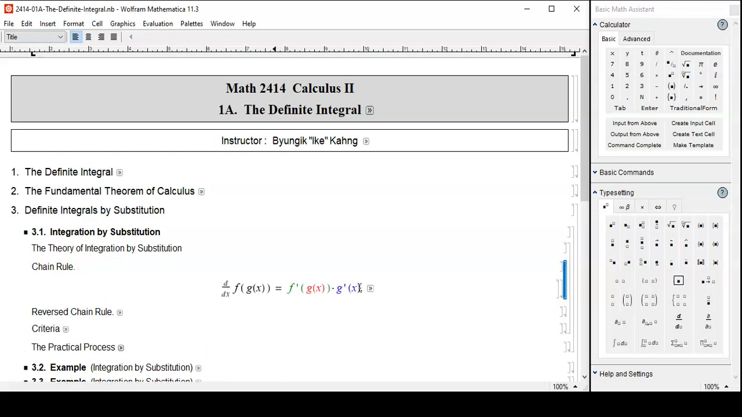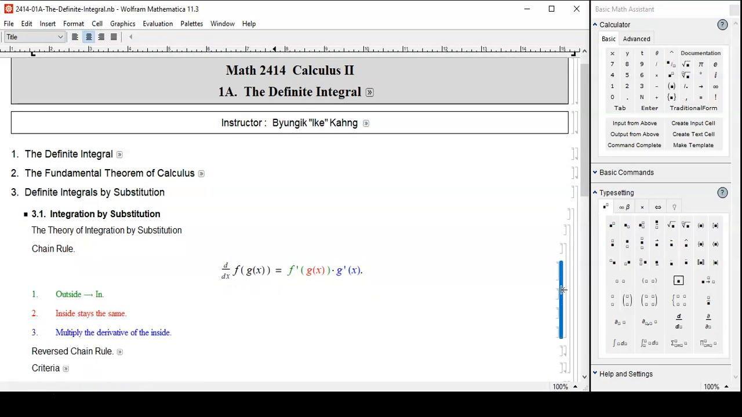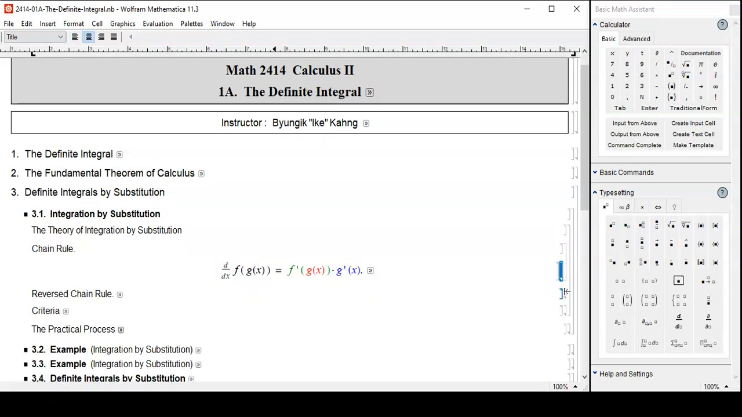Here's the chain rule. Derivative of the outer function and the inside stays the same, and then multiply by the derivative of the inside, like a dangling chain. Three-step process. And then let's reverse it.